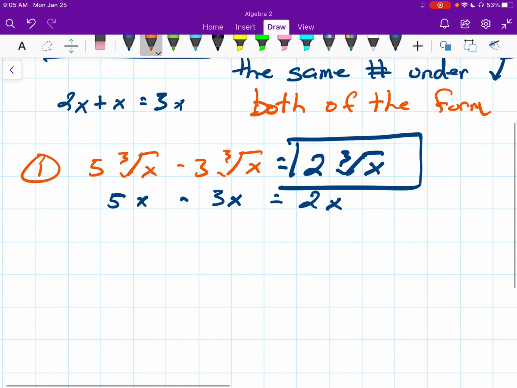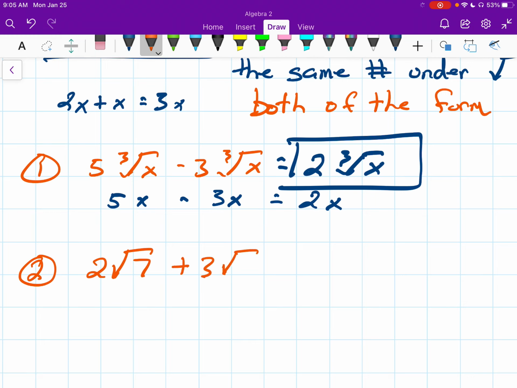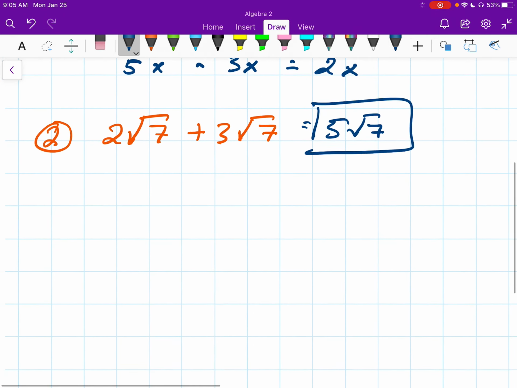Let's look at the next one, number 2. We have 2 root 7 plus 3 root 7. Well, just like in the last one, we can add those together because they have a like radical. And we can say, well, this is the same thing as 5 root 7. All right, moving on. Number 3.